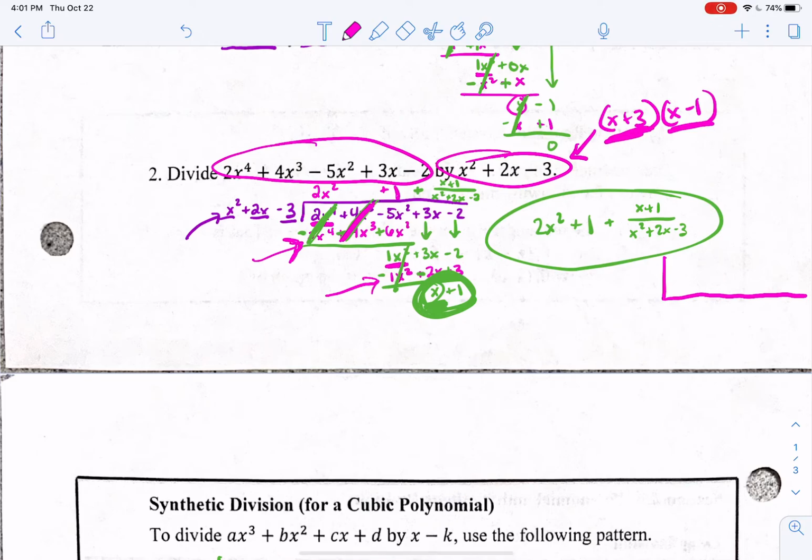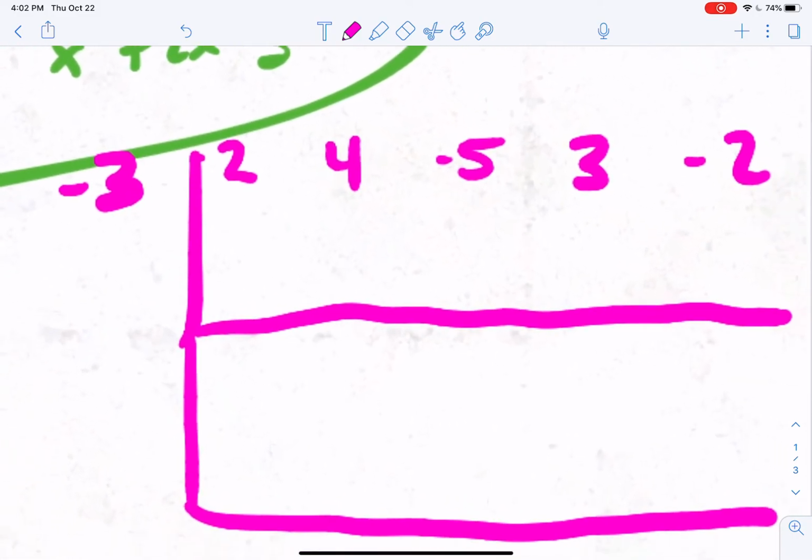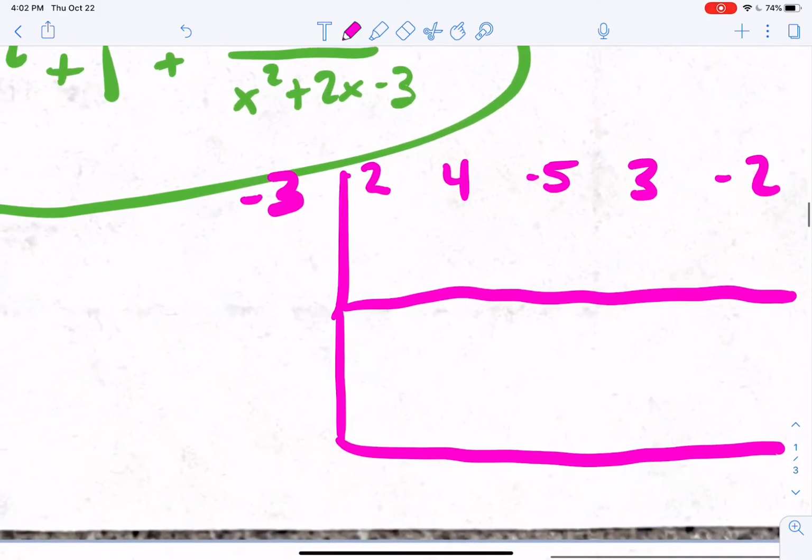So if I have x plus 3, that means x equals negative 3 if I set that equal to 0, and I have x equals positive 1. So what I'm going to do is back-to-back synthetic division, and I'll show you how this looks. Let's start with a negative 3 off to the side over here. My coefficients are 2, 4, negative 5, 3, and negative 2. Okay, and we'll see what this thing looks like. All right.